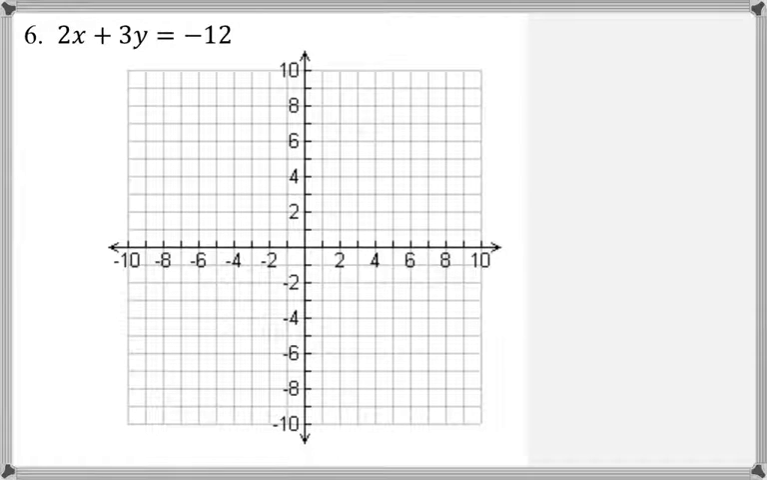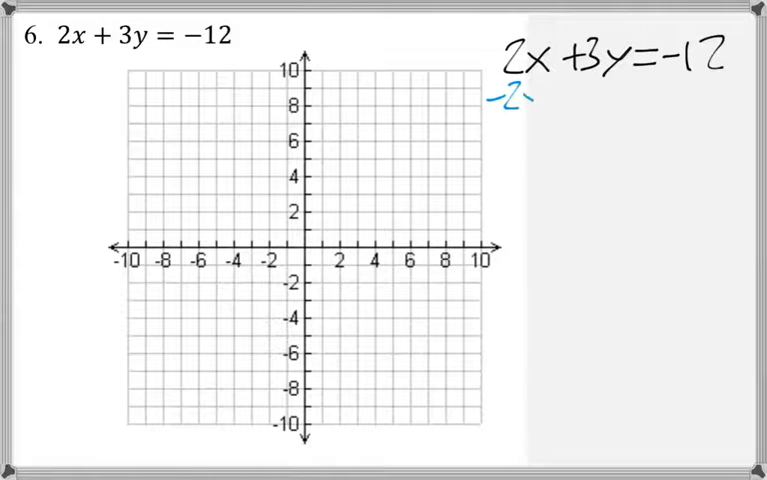On question number 6, we're trying to graph this line. And our first step is going to be to solve for y so that we can type it into the calculator and then see what the graph looks like. So I want to solve for y. So I need to get y by itself.